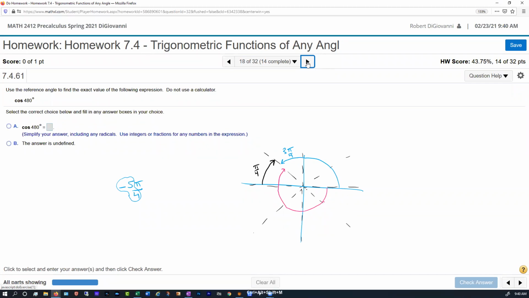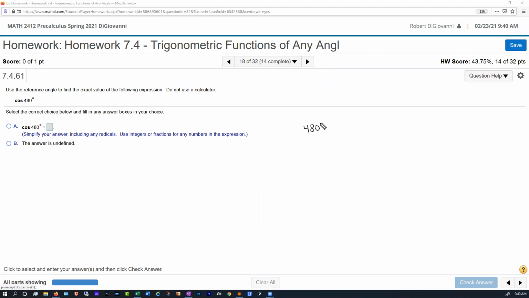Okay, so let's do this one. Use the reference angle to find the exact value of cosine of 480. So first let's talk about 480. Let's find a reference angle. I'm going to subtract 360 from that, and when I do that, I get 120 degrees.